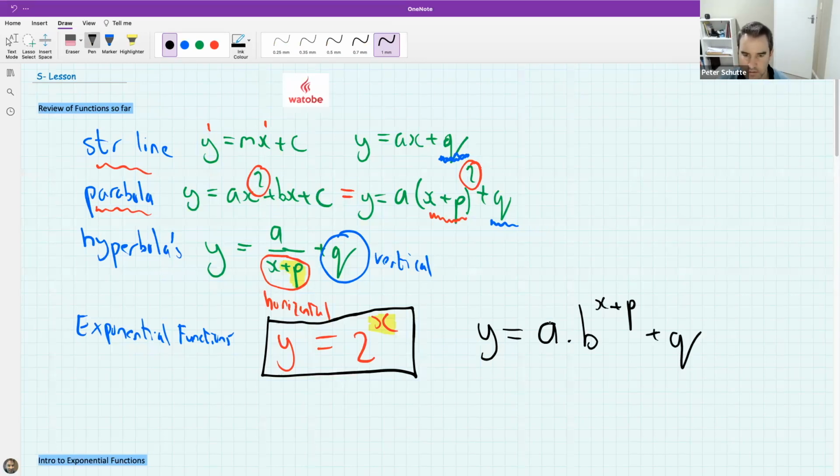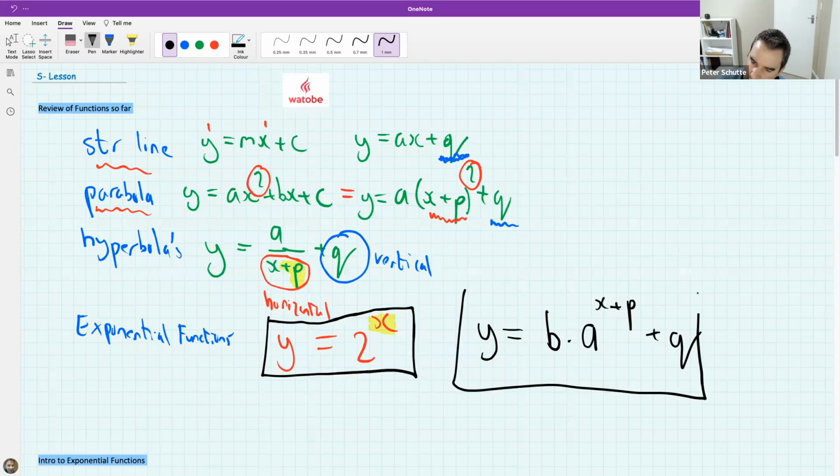Wait, actually, let me call it, I like to be consistent. So let's say it like that. So if we look at the standard form, and we'll learn about this today, we look at the a value. So this is going to affect most things. This is going to affect the shape of the graph.